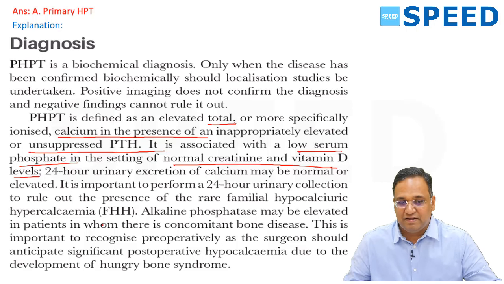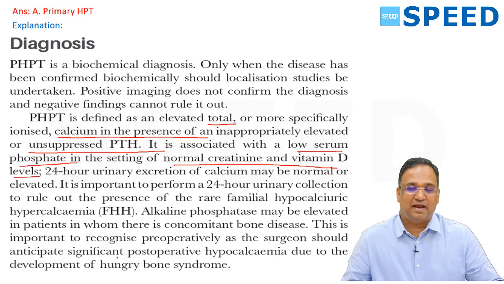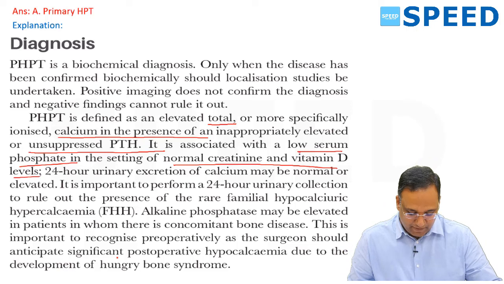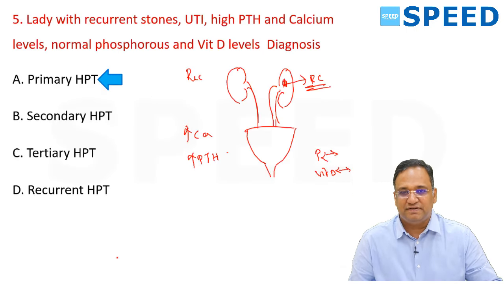Alkaline phosphatase may be elevated in patients who have concomitant bone disease. This is important to recognize pre-operatively. The surgeon should anticipate significant post-operative hypocalcemia due to the development of hungry bone syndrome. It is a relative hypocalcemia. The calcium in the serum can go into the bone, and from the bone it can go to the vascular compartment. So, that causes hungry bone syndrome. So, relative hypocalcemia. Understood? It is very, very clear.